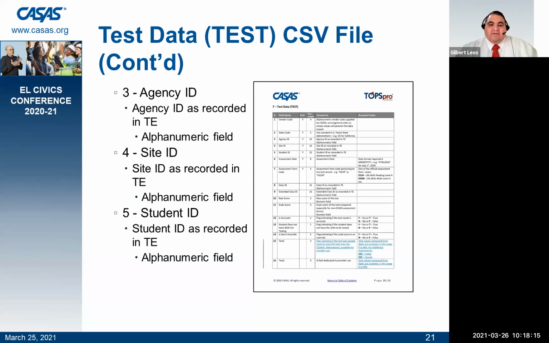The third field is also required. It's the agency ID, as recorded in TE, and this field is also alphanumeric. The same thing with field number 4, which is the site ID, as recorded in TE, also alphanumeric. And the student ID, so that you can record each student, that's also required, and it is also an alphanumeric field. So these 3 additional fields you must have in order to upload your data.